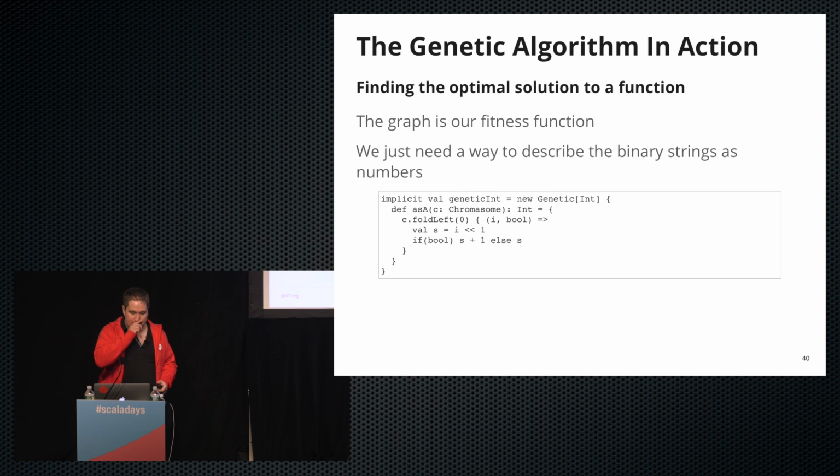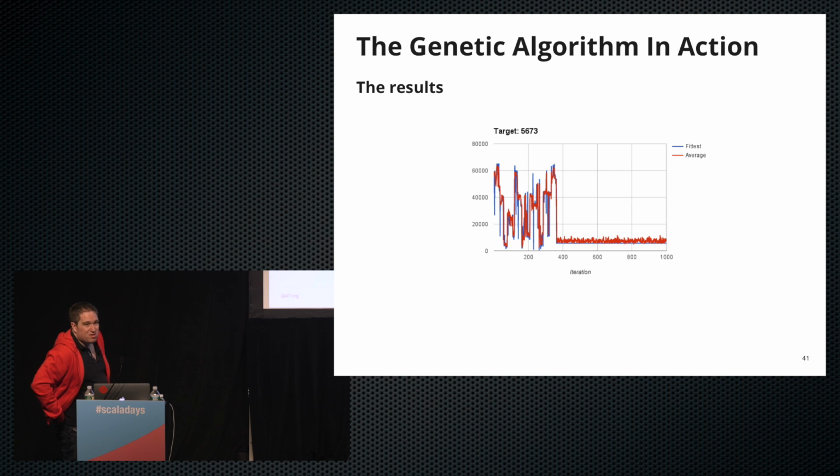So all we really need to do is just provide a way to turn the binary strings into numbers, and hopefully this isn't too complicated. We just spin over our vector, and we shift our accumulated number each time, and if it was a true at the time, we add 1, otherwise not. And so we see some results like this. Is that visible? It's not great, is it? Sorry.